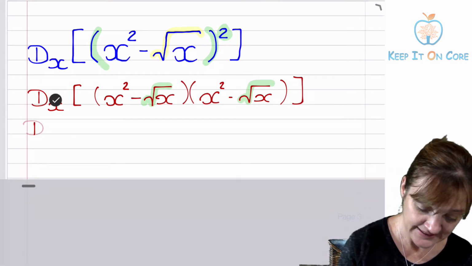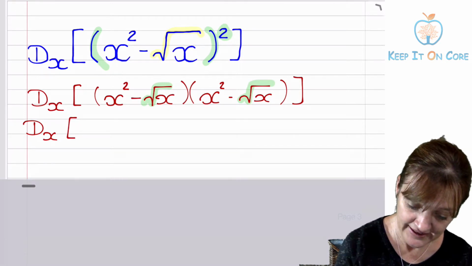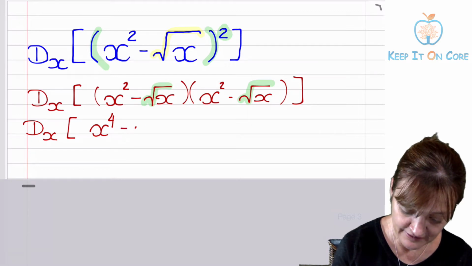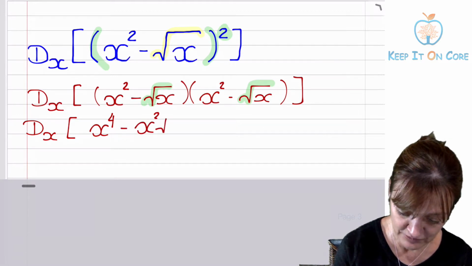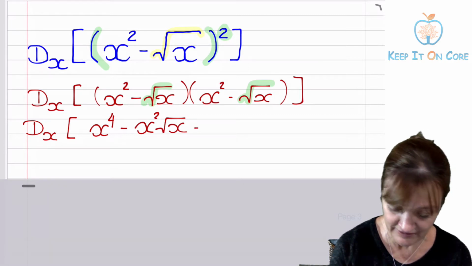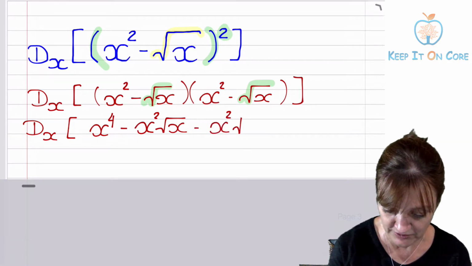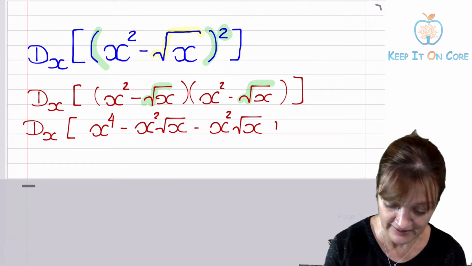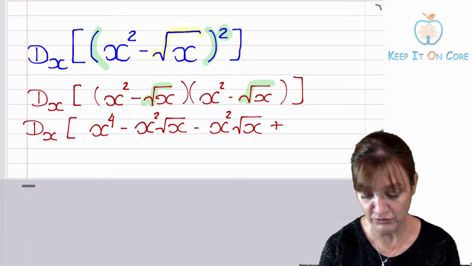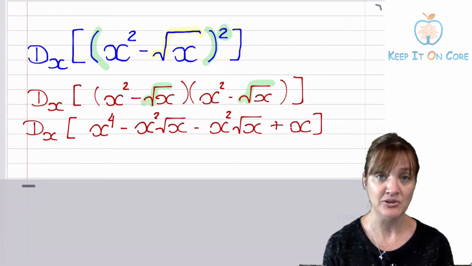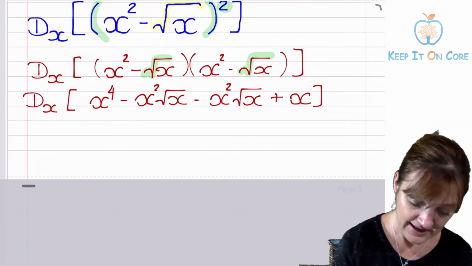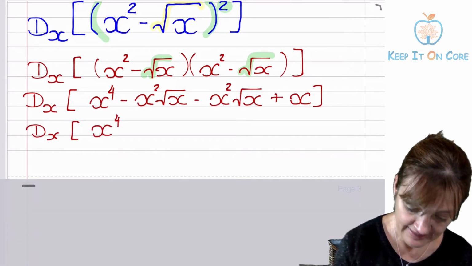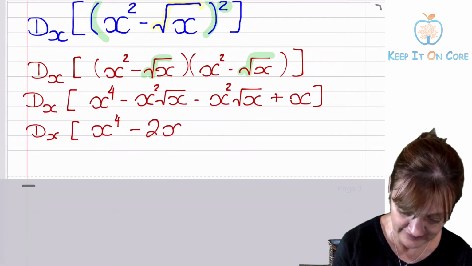All right, so we've got the first terms, x times x, giving me x to the 4. Negative, if I do outers, I've got x squared root x. If I do inners, I've got negative x squared root x. And a root x times a root x, remember whenever you multiply a surd by itself, the surd falls away and we're just left with the number, which is just x. Okay. Right, so just taking it another step of clearing it up. That's going to give us negative 2x squared.